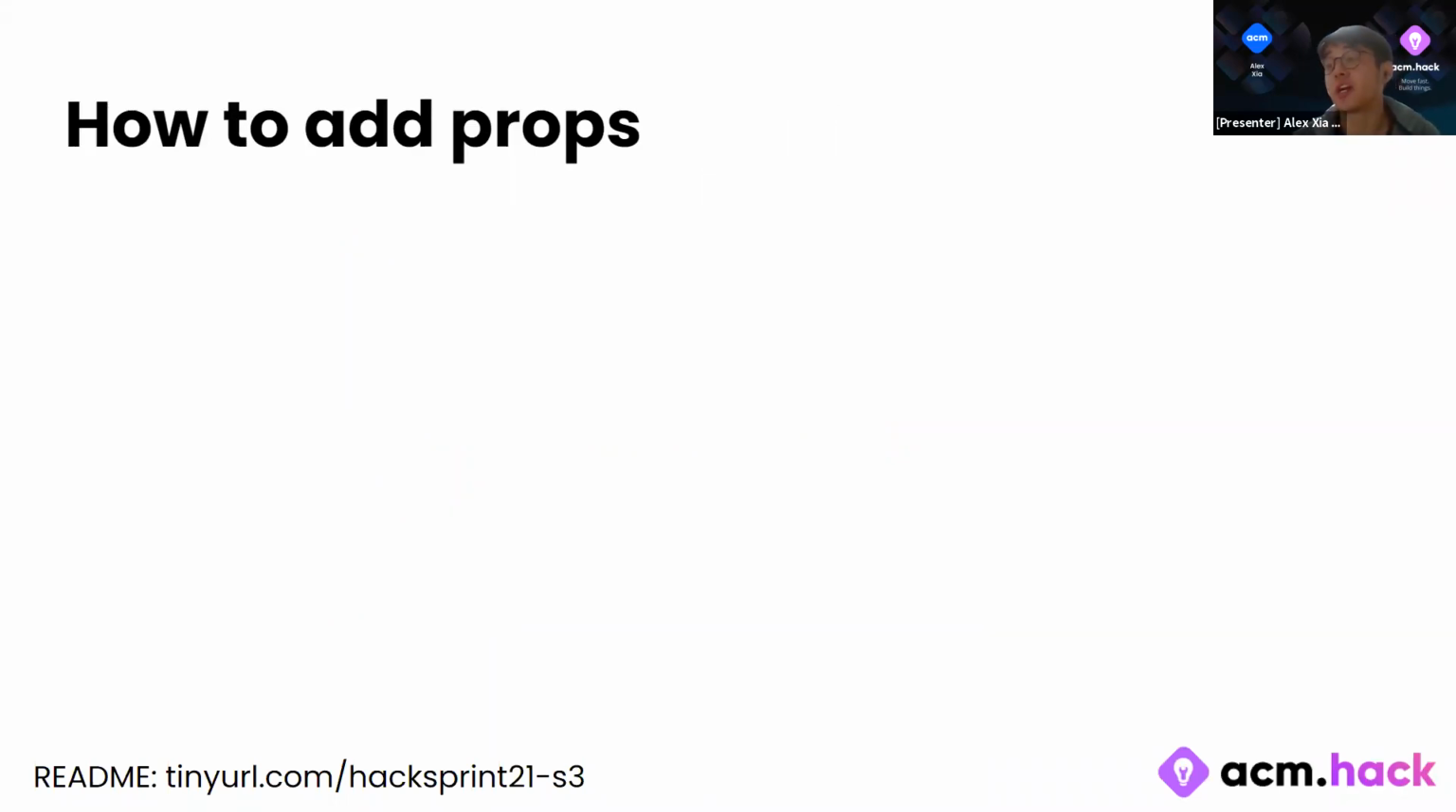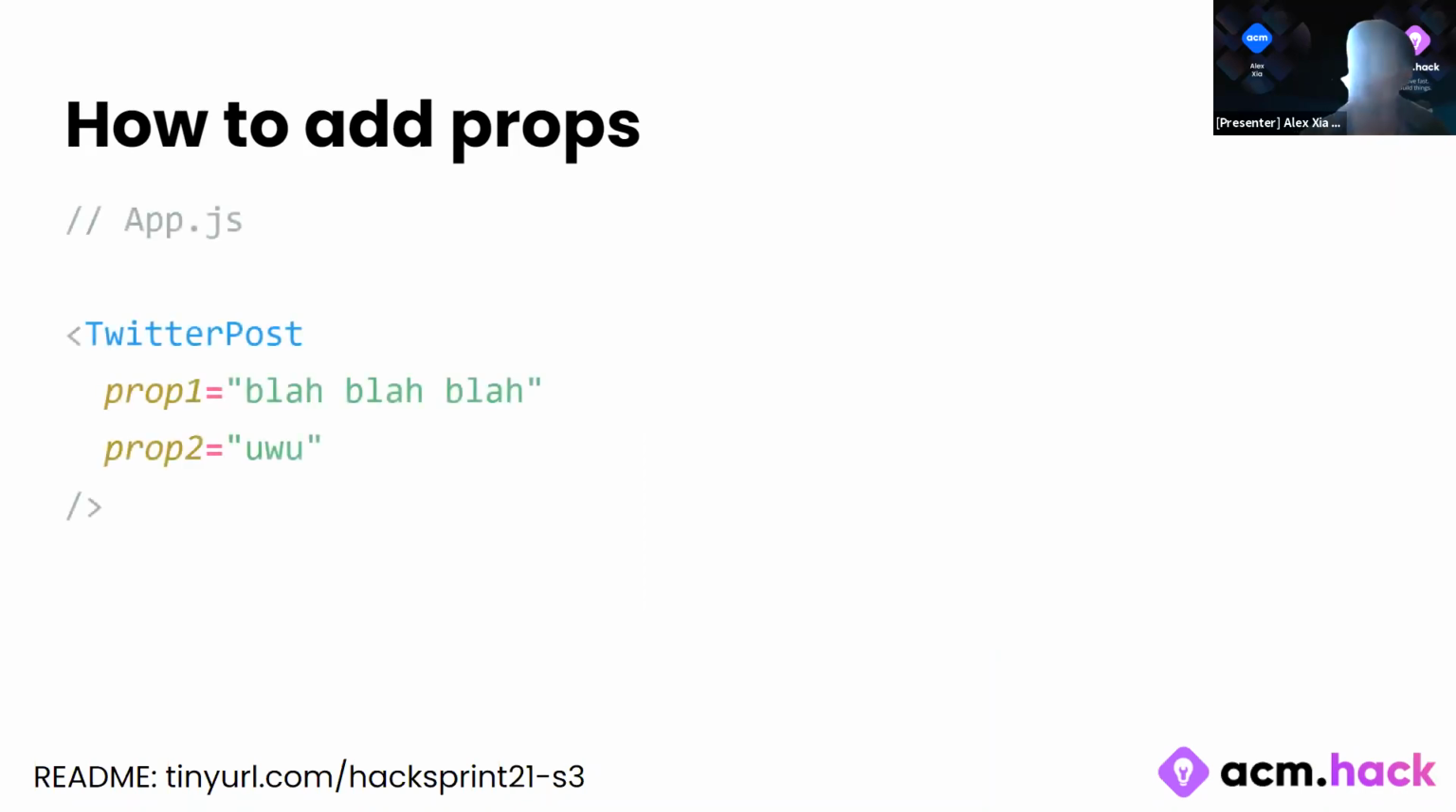How do we add props to our custom functional components? Well, let's say that we had a Twitter post in our app.js, just as we did just now, and we wanted to pass in some props to it. Let's say that we wanted prop1 to be blah blah blah, and prop2 to be uwu. How do we use it? How do we get access to prop1 and prop2?